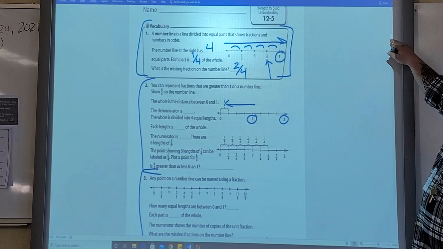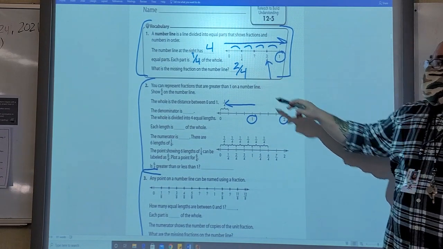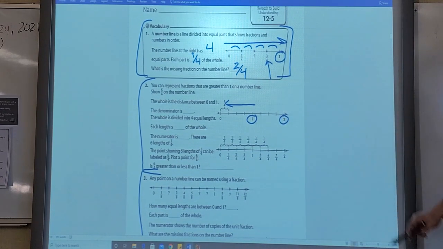I'll leave this on the board. But all of what we did here will help you with these two as well, with these three problems on the bottom. Okay?